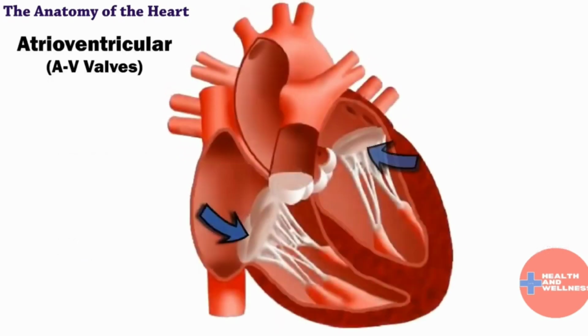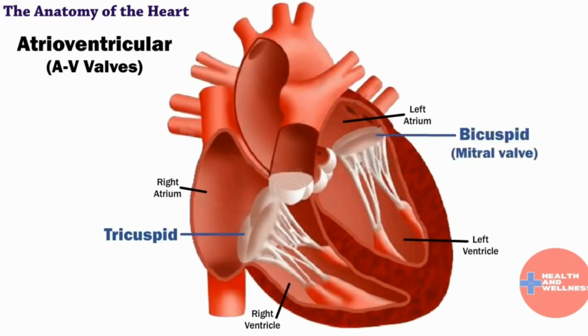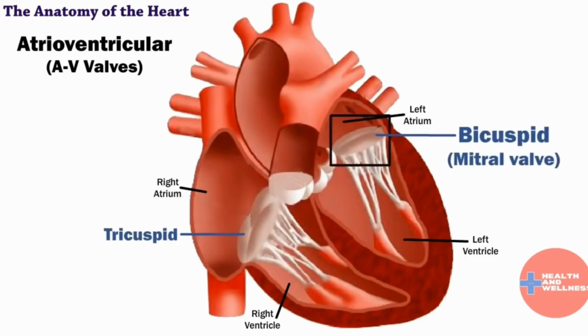The atrioventricular valves are located between the atria and ventricles on each side of the heart. They are the tricuspid and bicuspid, or mitral, valve. On the right side is the tricuspid and on the left side is the bicuspid, or mitral, valve.